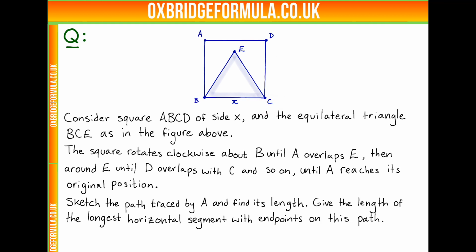We're asked to sketch the path traced by A and find its length, then give the length of the longest horizontal segment with endpoints on this path. Clearly the first thing we want to do is to sketch our path, since that will help with the second part. Let's consider the first few moves and see if we can spot some sort of pattern. Can you imagine what this will look like as we do it?